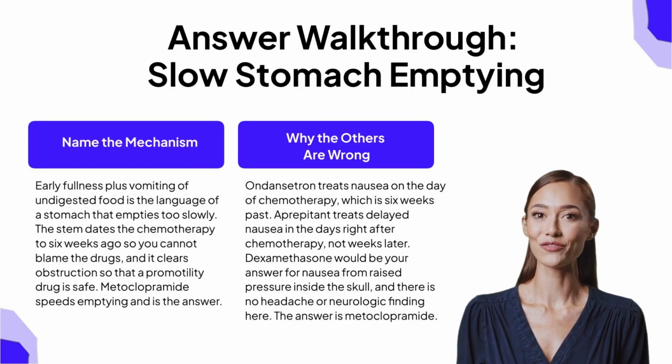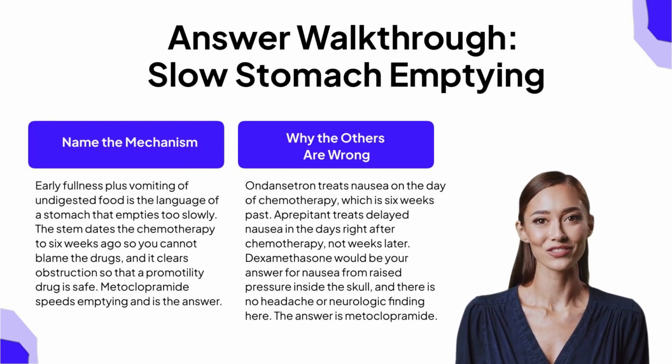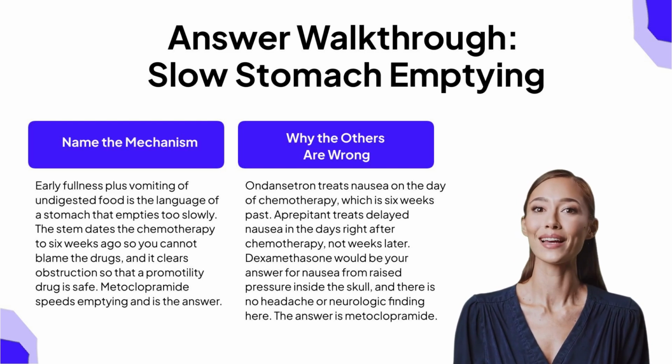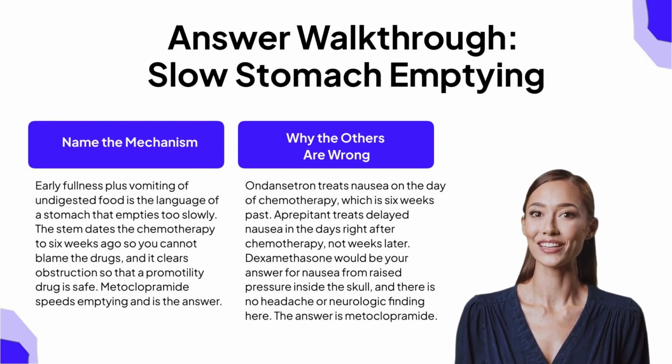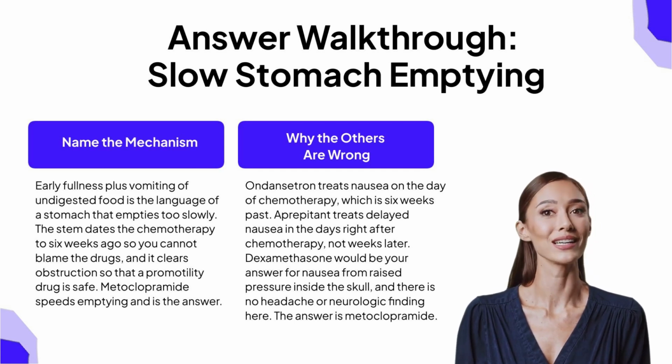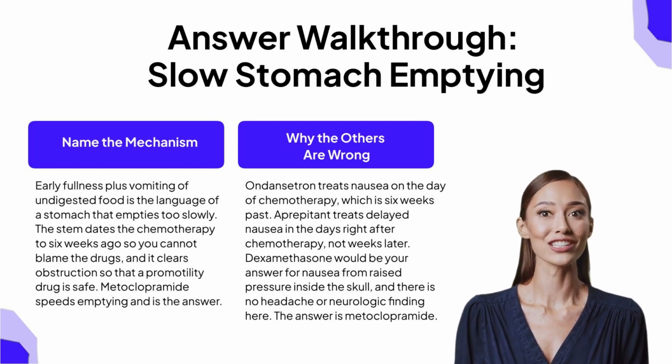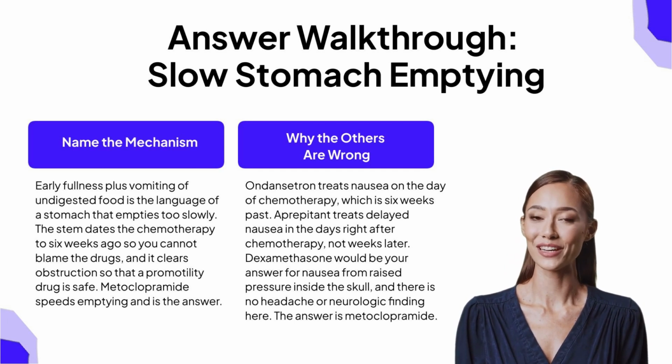Early fullness plus vomiting of undigested food hours after eating is the exact language of a stomach that empties too slowly. And look at the work the stem did for you. It dated the chemotherapy to 6 weeks ago, so you cannot blame the drugs. And it cleared obstruction, which is what makes a promotility drug safe. Metoclopramide speeds emptying, and it is the answer.